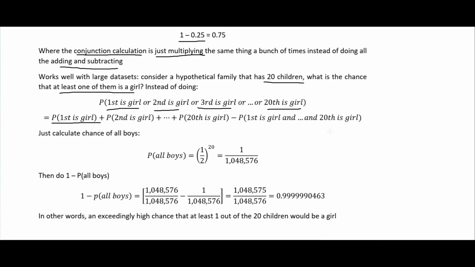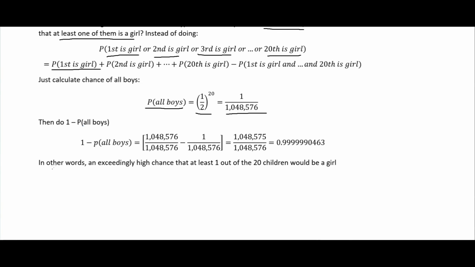And so there's all this calculation, where if we just calculate the chance of all boys, it's just boy and boy and boy, 20 times. So the probability of all boys equals 1/2 to the 20th power, which is 1 in just a little over a million chance that you'll have all boys. And then we can do 1 minus the probability of all boys. So that's 1 minus this. I just made the 1 into the lowest common denominator here, so we're just subtracting this.